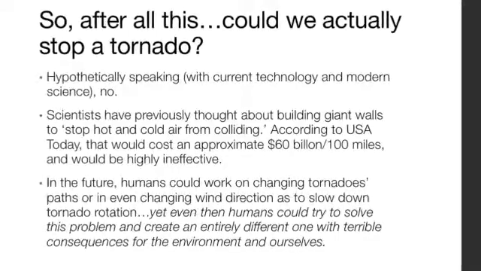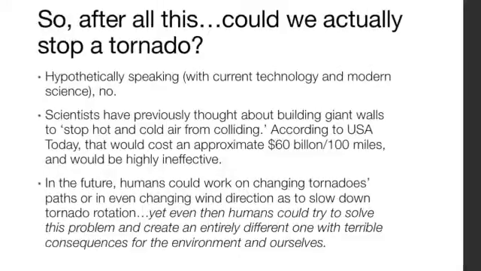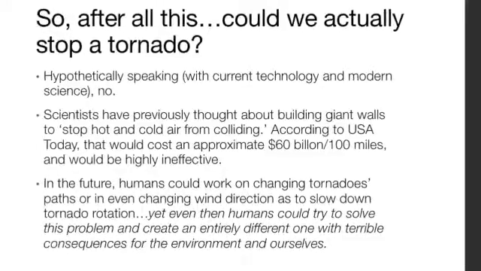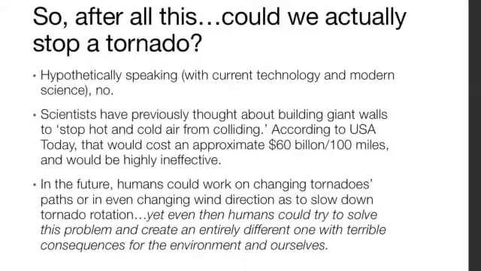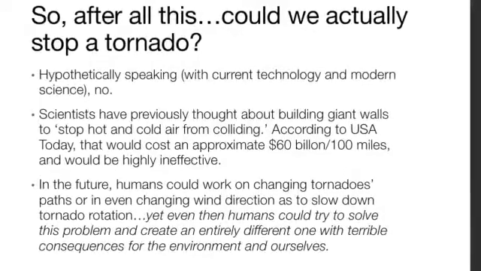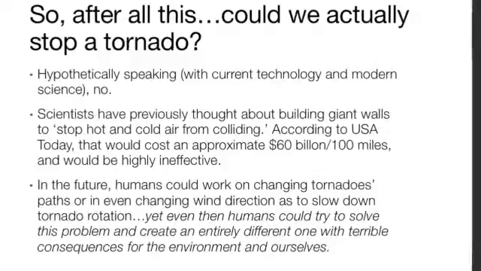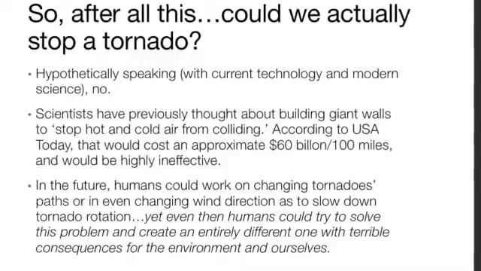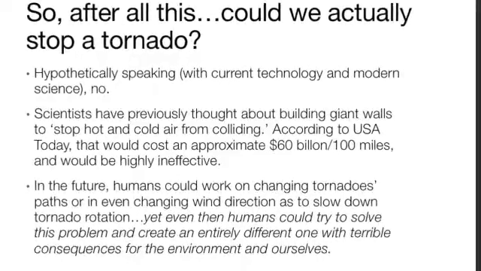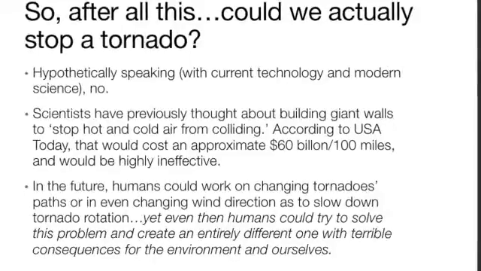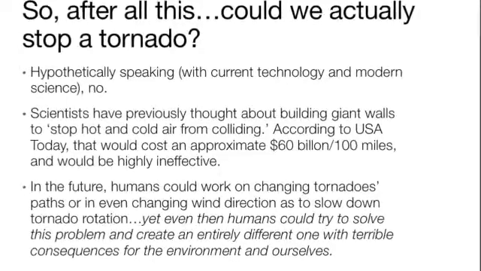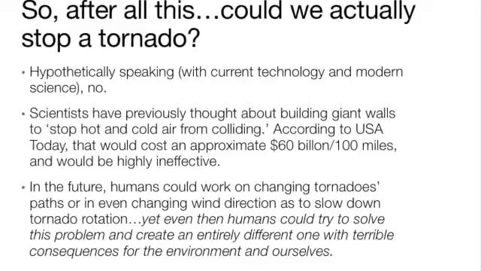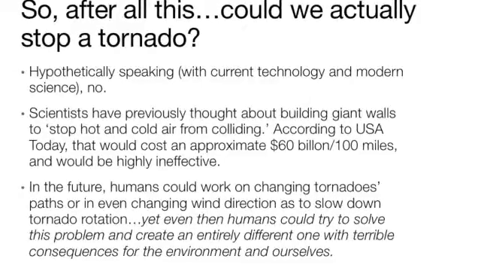In the past, but maybe in the future, humans could work on changing the hot air and cold air from tornadoes, or even changing the wind direction so as to slow down their rotation. But even if we could do that in the future, humans could potentially create bigger problems than tornadoes themselves. We could create side effects that could be even more catastrophic than a tornado. So for now, all we can do is learn to live with tornadoes and learn how to evacuate areas that are tornado prone safely so we can be safe with our families.